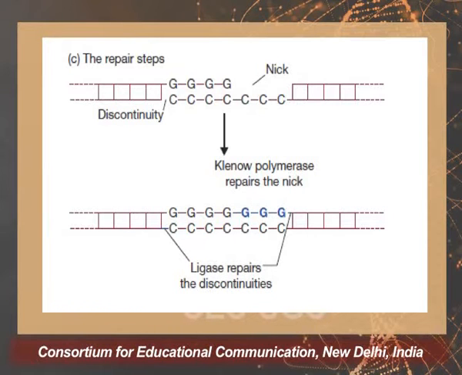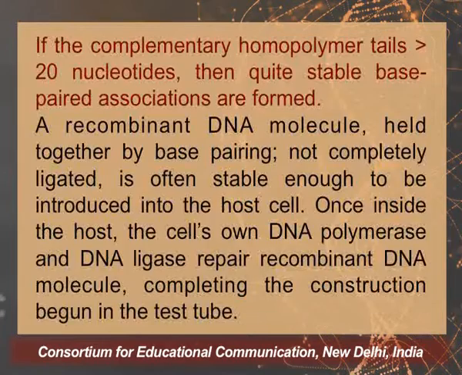So the tailing is there, and you can see that the tails might not be of equal size. If the two tails are not of equal size, when they come together, they will give rise to a gap. This gap can then be filled by the copying enzymes, the polymerases. Now, if the complementary homopolymer tails are greater than 20 nucleotides, then quite stable base-paired associations are formed.